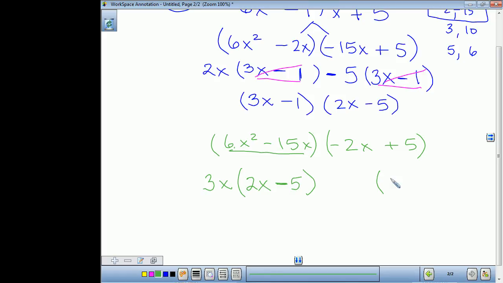Okay, so we want this one to match. Let's compare these. It's the exact same, except the signs are different. So what do you factor out? A negative 1. And then these two terms have the 2x minus 5 in common. And then we group what's left.